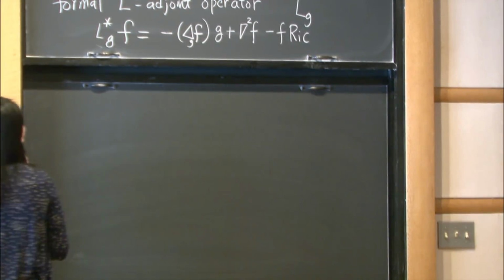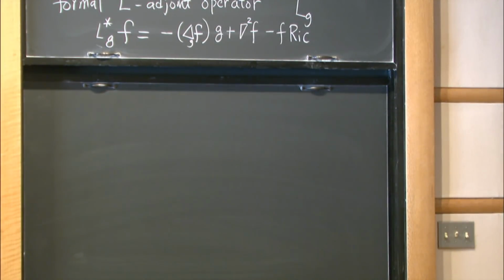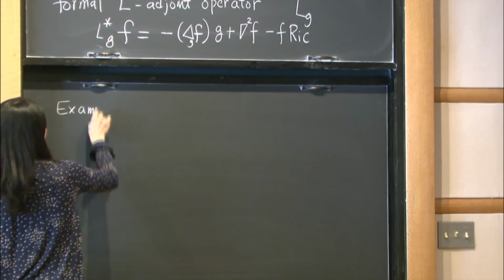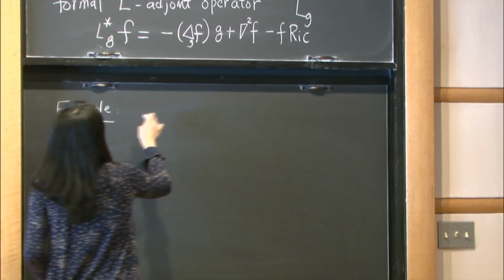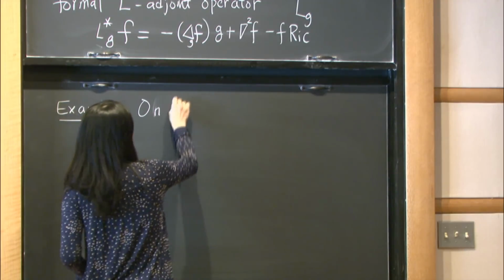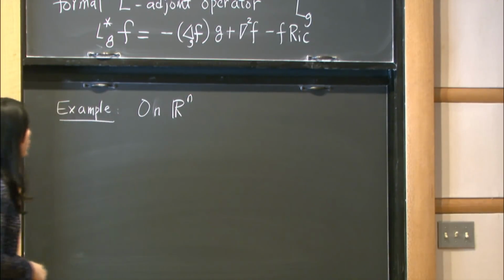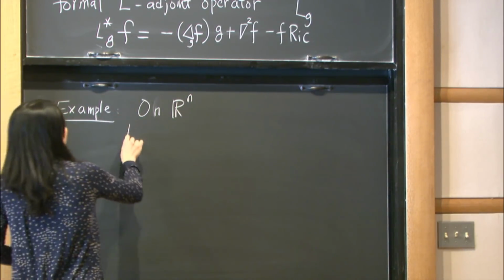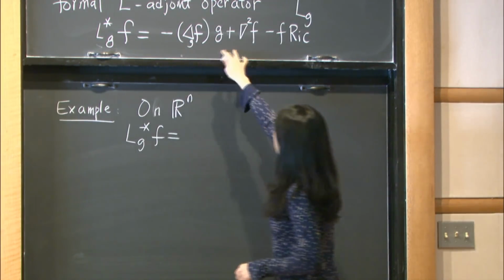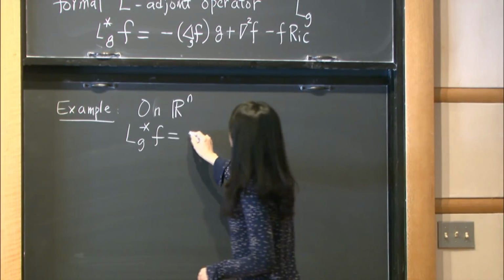All right, so what do the kernel elements look like if they satisfy a second order differential equation? Let's just look at an example. We look in particular at Euclidean space, R^n, with the Euclidean metric. This operator becomes just the first two terms, because the curvature is 0.